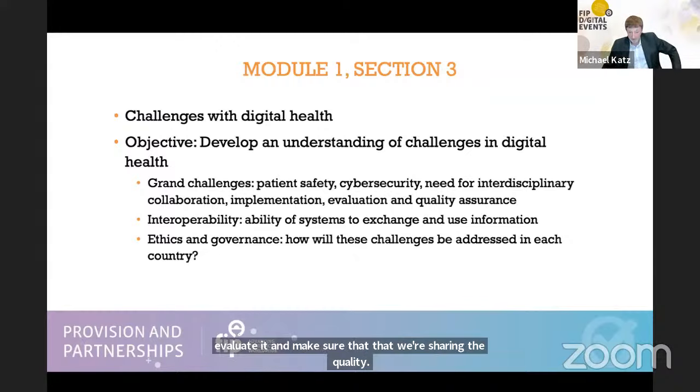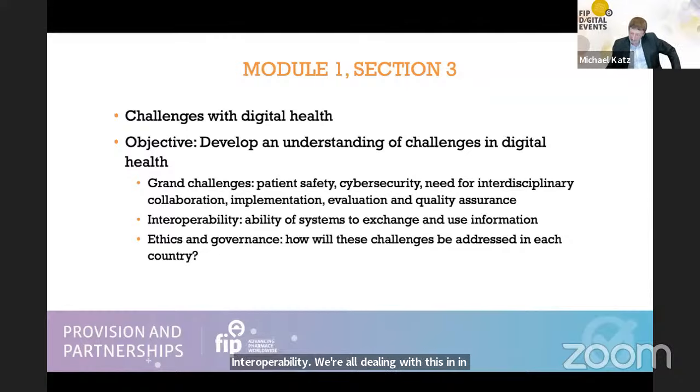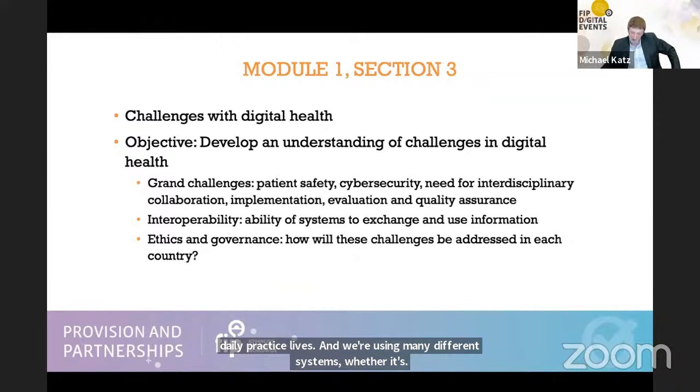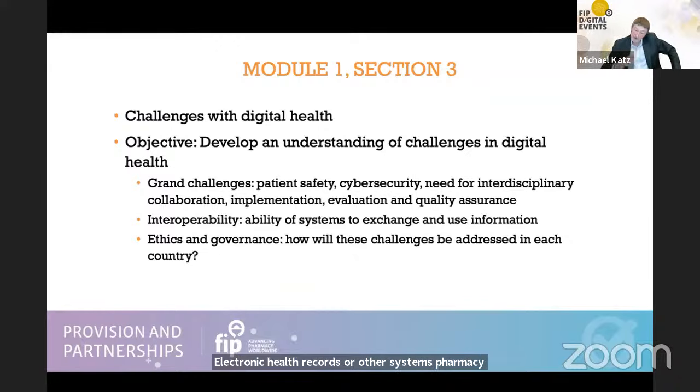Interoperability, we're all dealing with this in our daily practice lives, and we're using many different systems, whether it's electronic health records or other systems, pharmacy systems. And at least in the United States, we have lots of problems with interoperability and systems not being able to communicate and to exchange information. And then finally, ethics and governance. How will these challenges be addressed? And specifically, how will they be addressed in your country? Next slide, please.